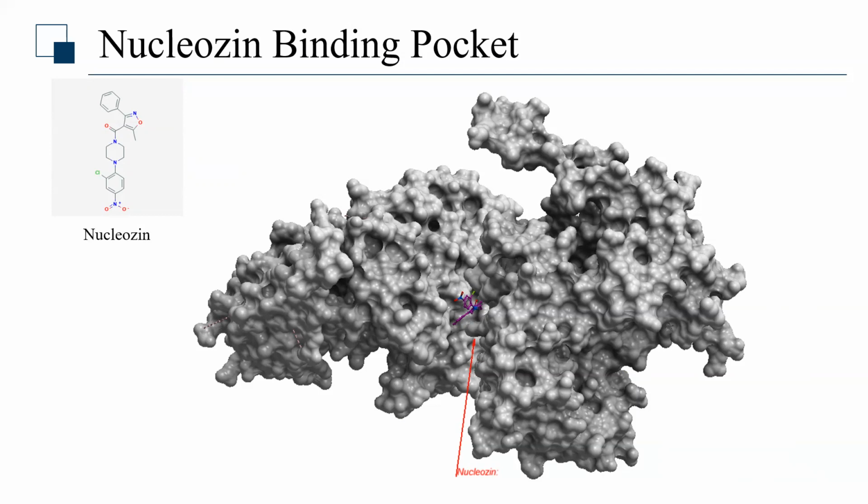So this small molecule, known as nucleozin, was found to be a potent inhibitor of influenza A nucleoproteins, and that induces large aggregates of nucleoprotein. As we can see in this figure, two nucleozin molecules act as a bridge between two trimers of nucleoprotein to form a dimer of trimers. So therefore, nucleoproteins cannot bind to RNA and viral transcription will be suppressed.